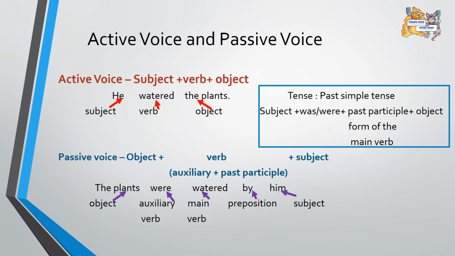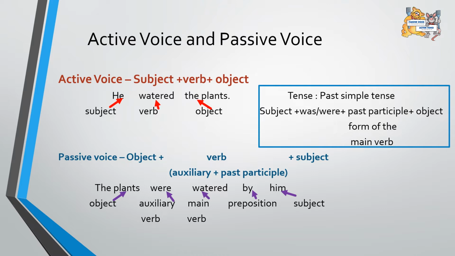The general formula of passive voice is object plus auxiliary verb plus past participle form of the main verb plus subject. An auxiliary verb helps the main verb and the main verb describes the main action. Children, you should understand that every tense has its own passive formula. This sentence is in past simple tense.